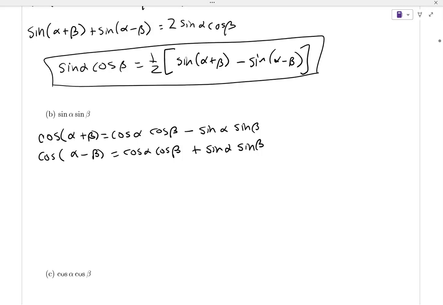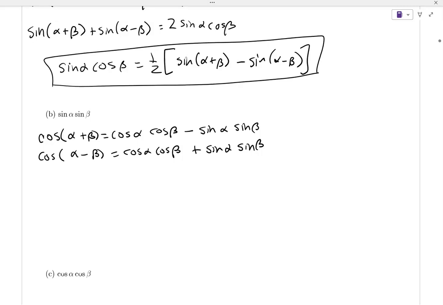Same premise here. I want a formula for sine alpha sine beta, right? I want the cosine alpha cosine beta to go away. What do I need to do with the equations to make the cosine alpha cosine beta go away? Subtract them, right? That'll make the cosine alpha cosine beta go away, won't it? I'll do the bottom one minus the top one because it'll make that sign a positive.